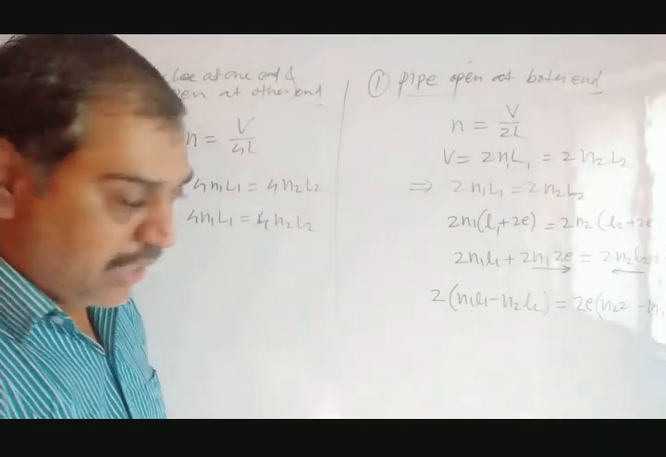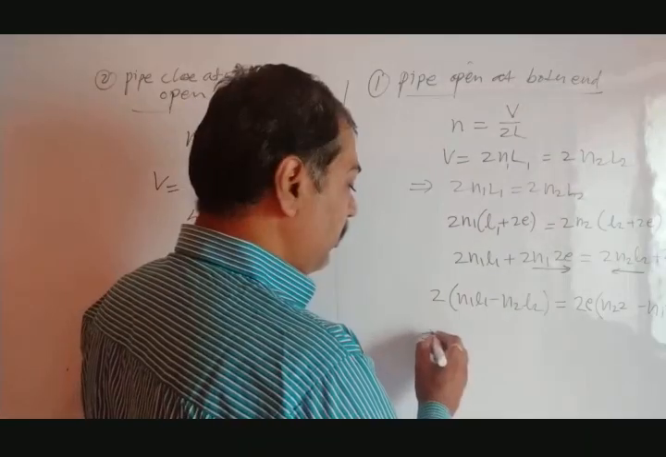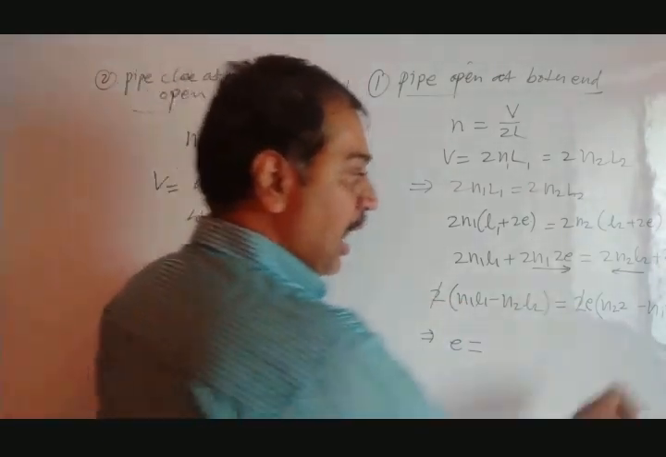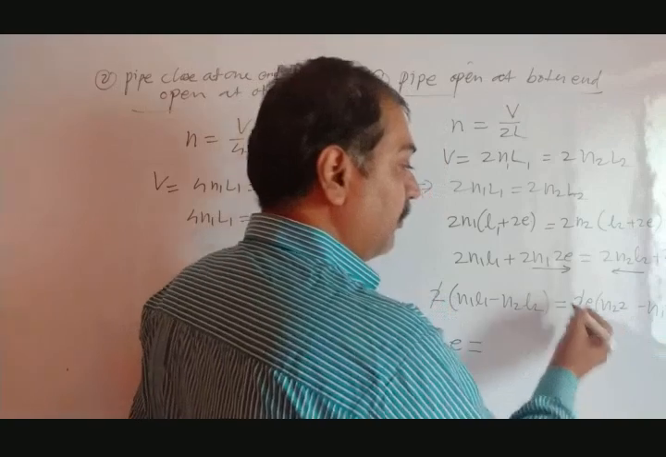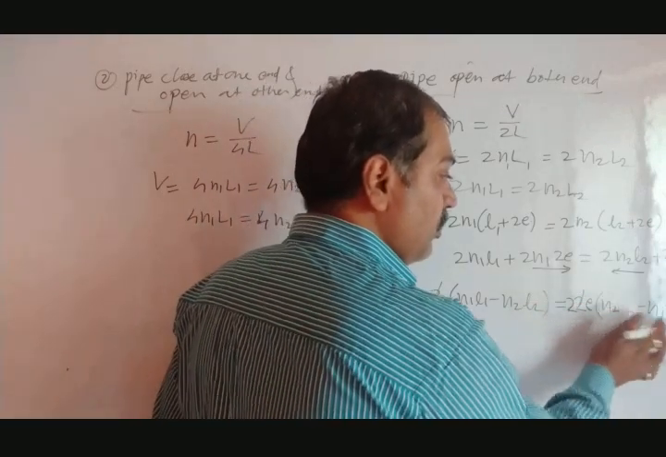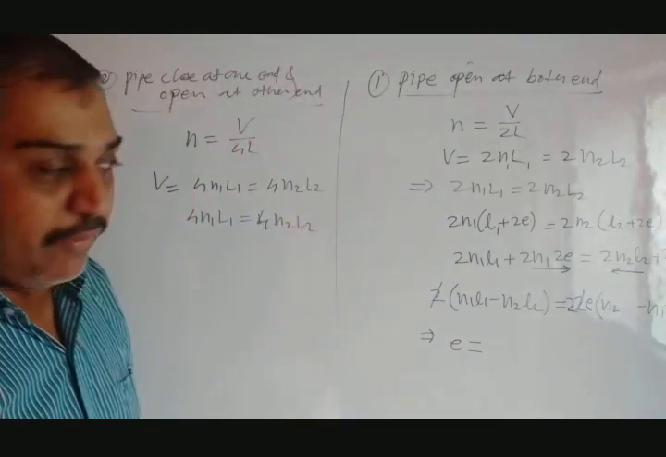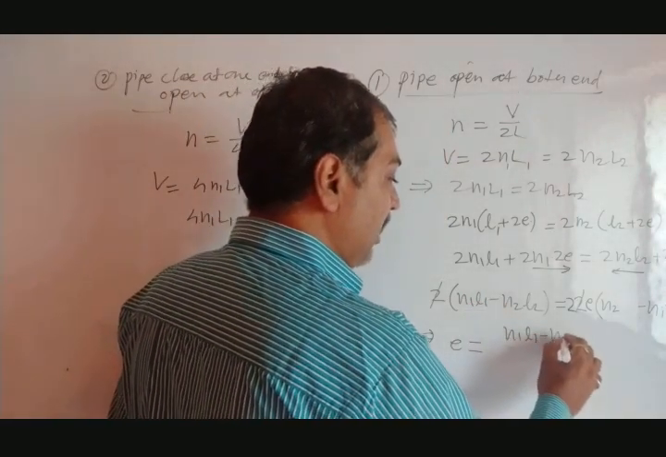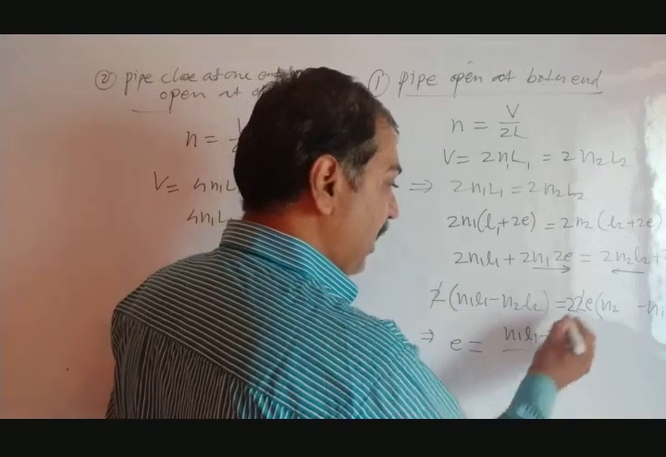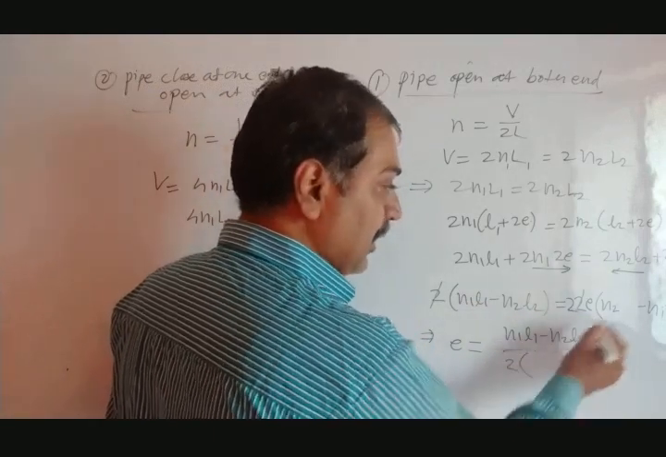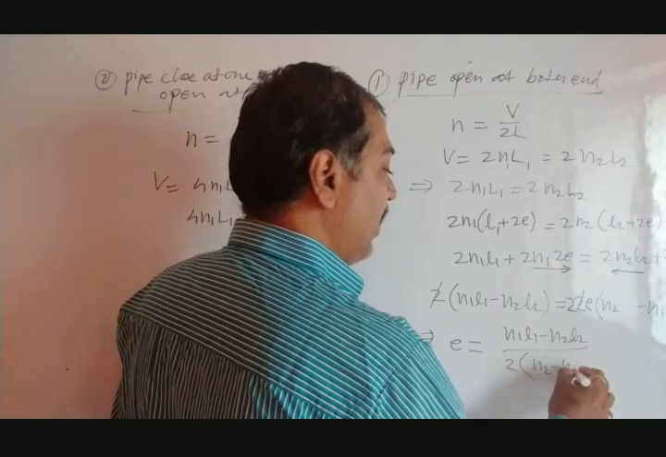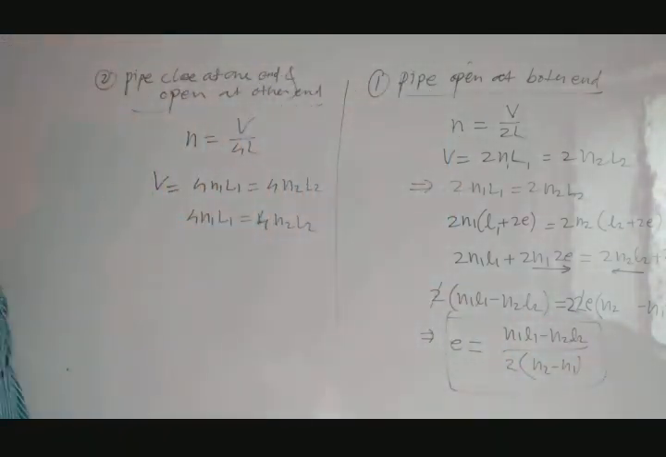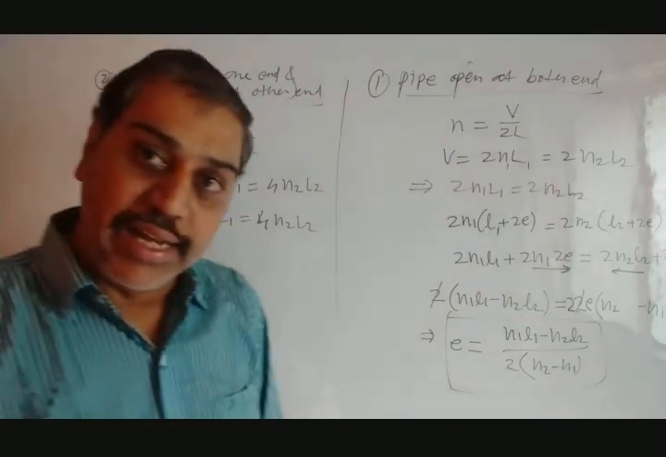So same thing you can write another way. E equal to, this implies that E, this 2 from this side, 2 from this side cancelled out. Again this 2, take it outside. So you can write this as 2, this 2 goes, this 2 goes, because we have taken common. Now just find out the value of E. We get N1 L1 minus N2 L2 divided by 2, this 2 goes to the denominator, in the bracket N2 minus N1, and this is the value of E, the end correction for a pipe open at both ends.